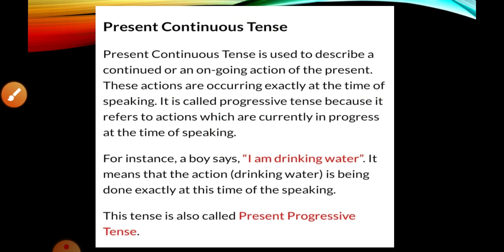Now we will talk about another tense, which is present continuous tense, also called present progressive tense. Present continuous tense is used to describe a continued or ongoing action of the present. These actions are occurring exactly at the time of speaking. It is called progressive tense because it refers to actions which are currently in progress at the time of speaking. For instance, a boy says, "I am drinking water." It means that the action of drinking water is being done exactly at the time of speaking. This tense is also called present progressive tense.